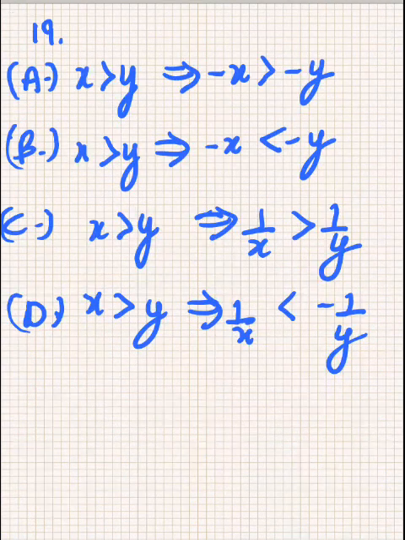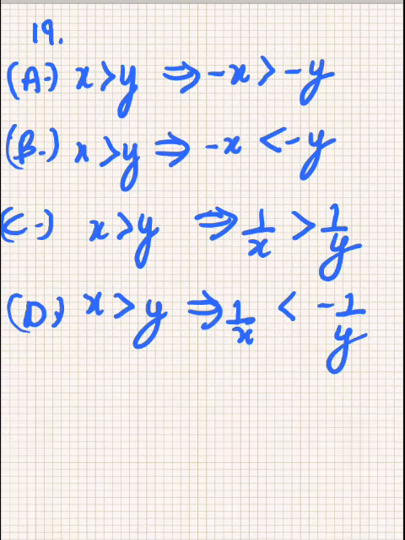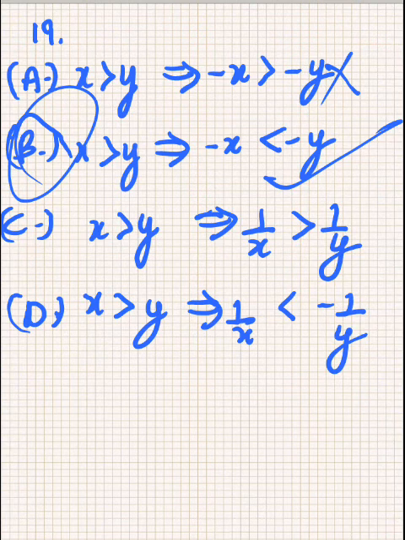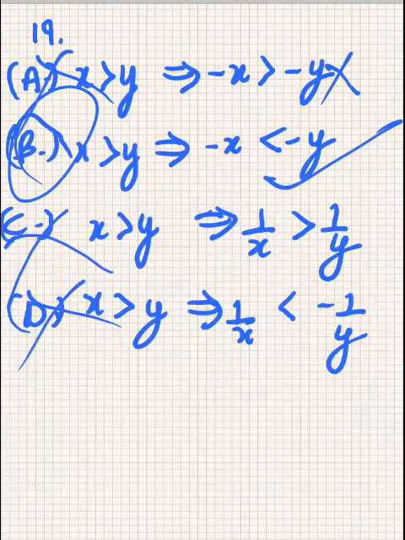So in the 19th question we are given that if x and y are positive real numbers, then which of the following statements is correct? So here this is absolutely wrong because when it's minus, the sign changes. So basically this is the right answer because it's absolutely correct. These are absolutely wrong. So B part is correct. Moving on to 20th question.